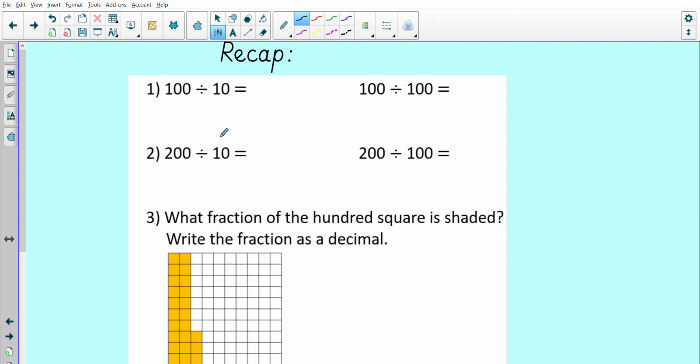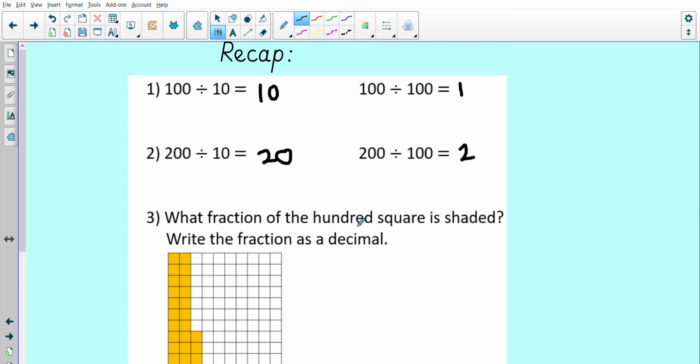So, 100 divided by 10, remembering about place value, it moves one position to the right, that makes 10. 100 divided by 100, the 100 moves two places to the right, that makes it 1. 200 divided by 10, one place to the right, that's 20. And 200 divided by 100, two places to the right, that would make it 2.